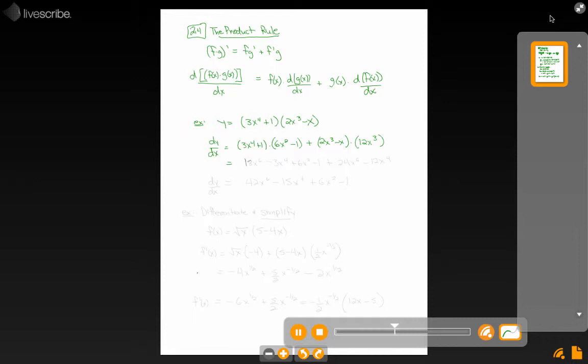So I've got 18x^6 - 3x^4 + 6x^2 - 1 + 24x^6 - 12x^4. So my derivative equals 42x^6 - 15x^4 + 6x^2 - 1. That is the derivative of that function.